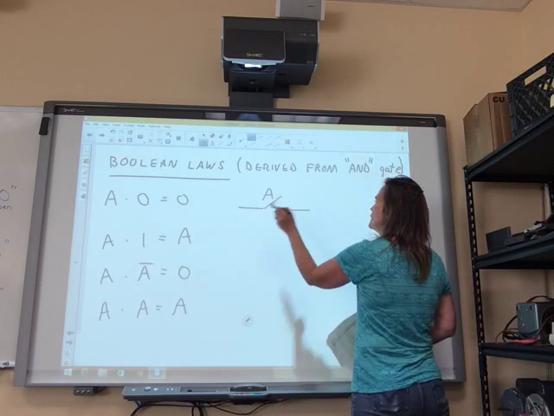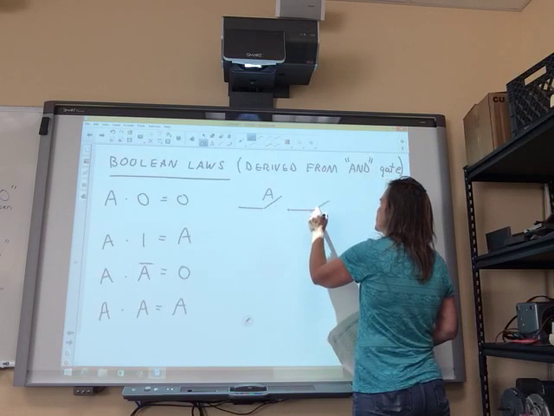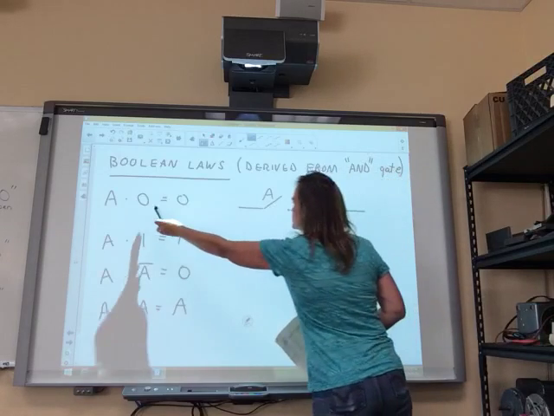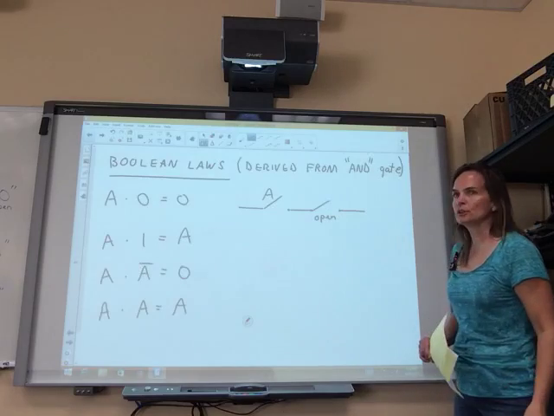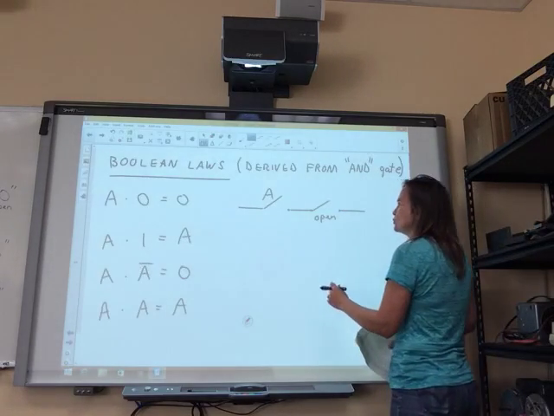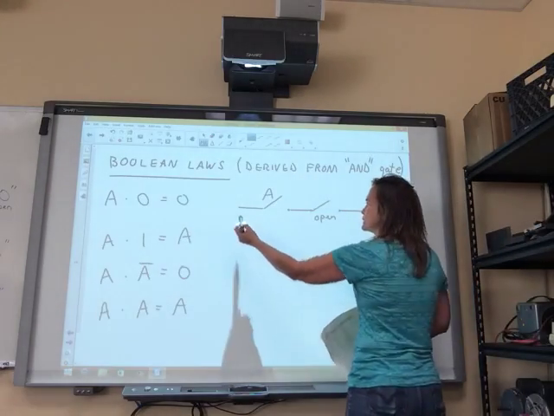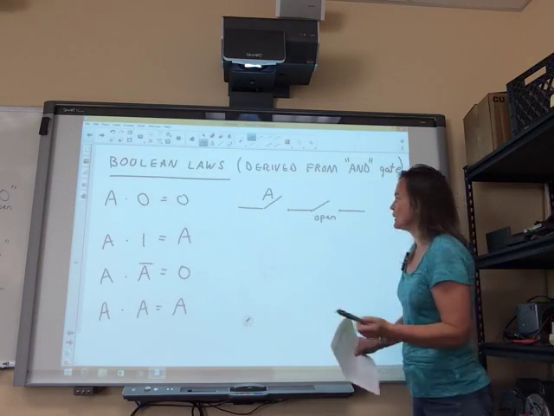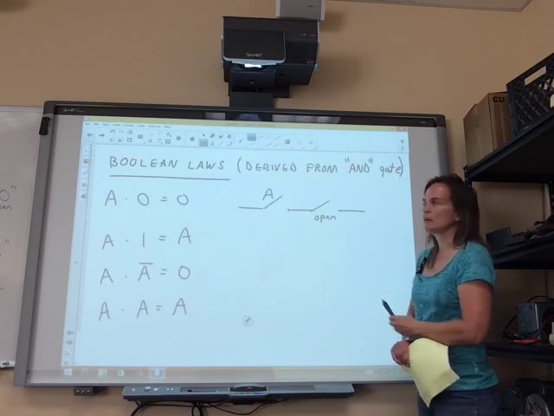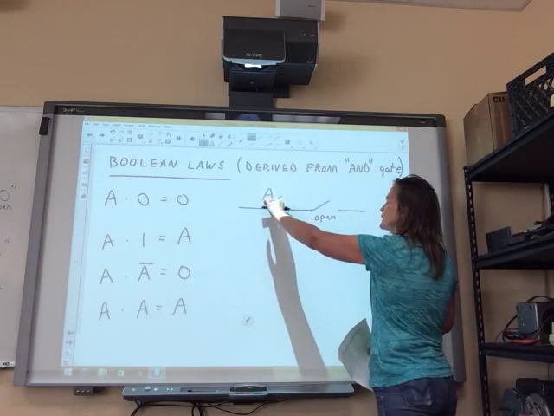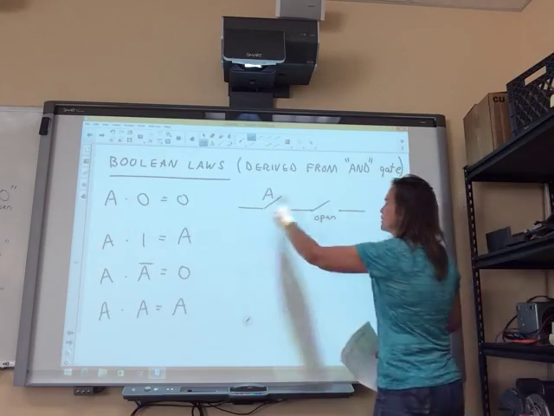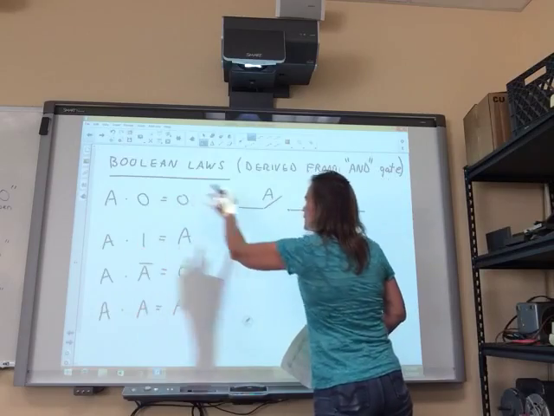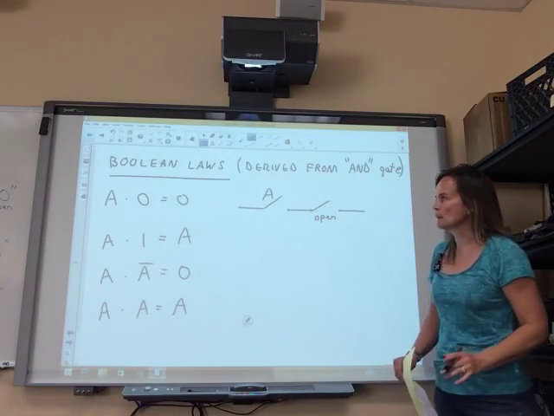open or closed, and then in this case we're going to have a second switch that's always open, because this one here is always a 0. It's always not connected. So really it doesn't matter in the circuit if we hook this to a battery and a light bulb. Our light bulb is never going to light because this switch is always open. If A is open or closed, it makes no difference. We will not get a complete circuit. So that's maybe a way to make these Boolean laws make a little more sense.